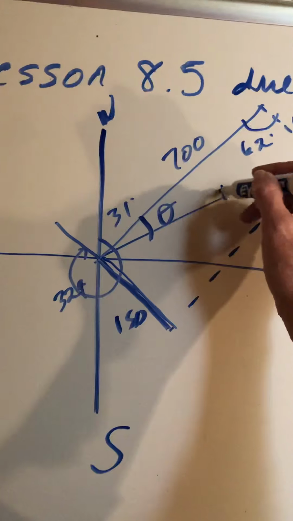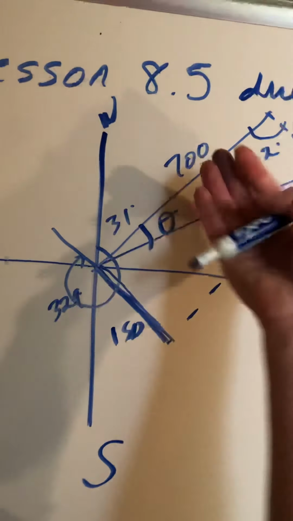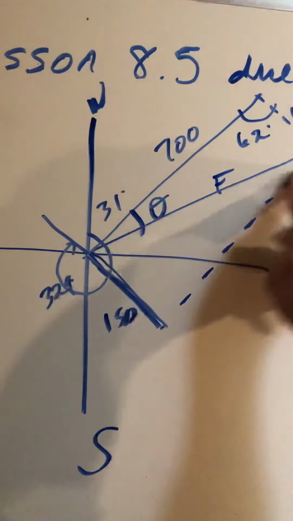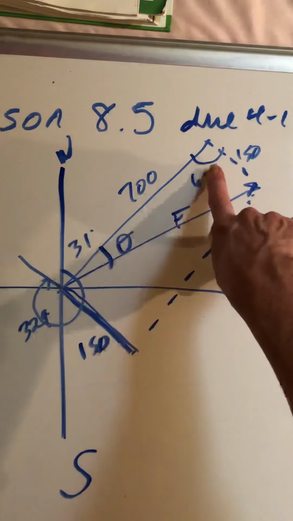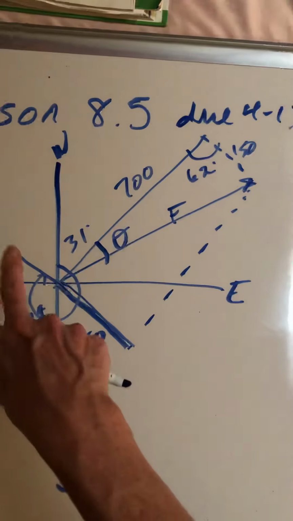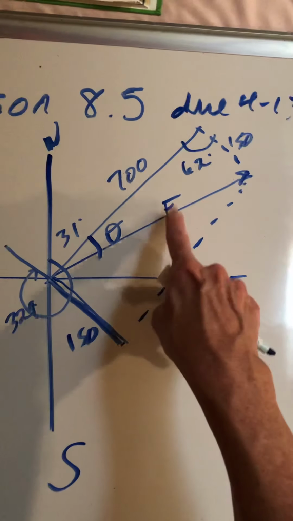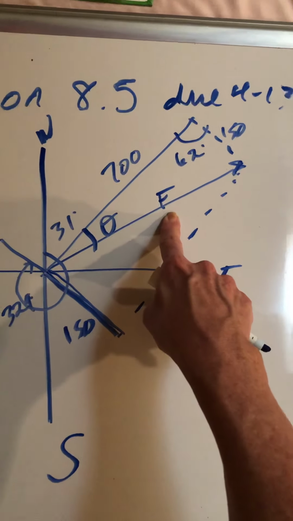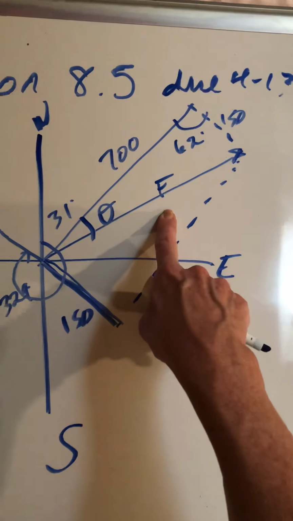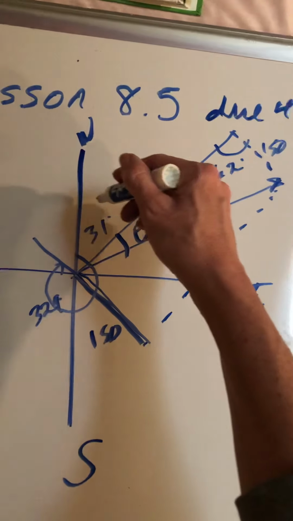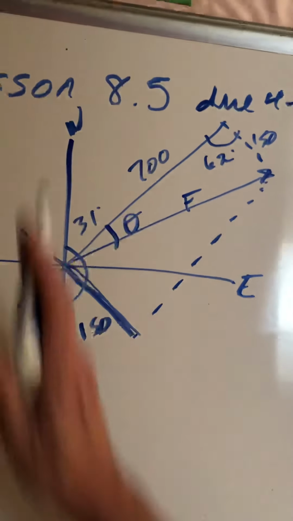So that's F. We want that right here because it's going to pull the boat. The boat starts out on this line, but the wind is going to pull the boat down to this line. So again, we start here at 31 degrees at 700, but because of the wind pulling with this 150, it's going to pull it down from this 700 to this F. So we want that resultant force, that F, and then we want the direction of the boat. If I want the direction of the boat, I want this whole direction from due north. Remember, we're always coming from due north.